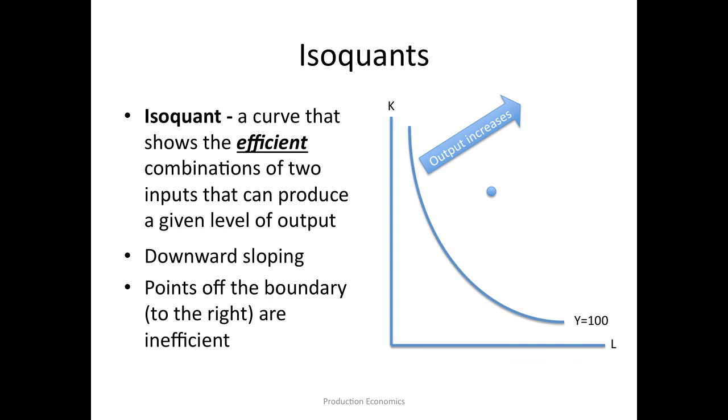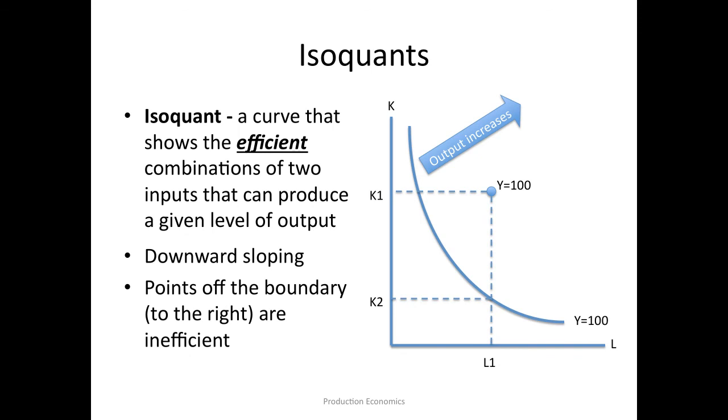If I chose to produce 100 units and I was using, let's say, L1 units of labor and K1 units of capital, and I'm off that isoquant, that is, I'm on that blue dot that's off to the right, that would be inefficient. The reason why it would be inefficient is that I could actually still produce 100 units of output, but use either less capital or less labor in different combinations. So for instance, I could produce 100 units of output with L1 units of labor and K2 units of capital.